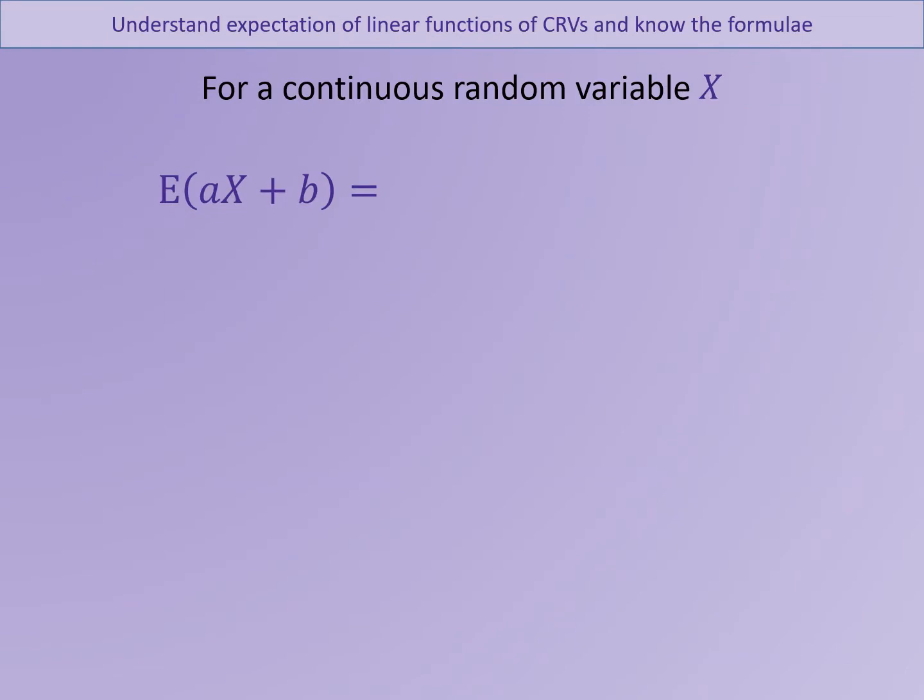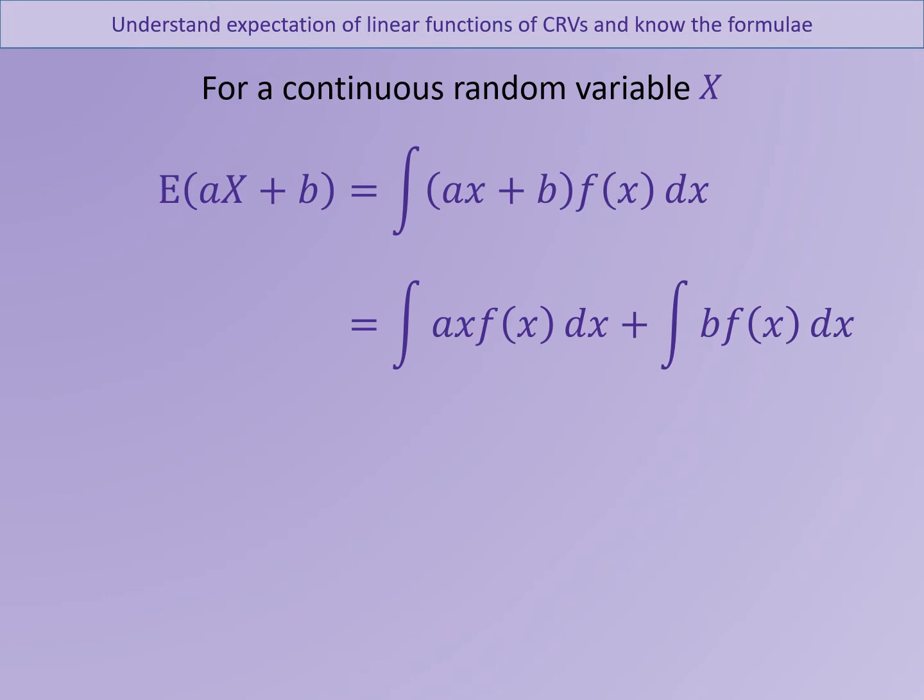We're now going to consider, for a continuous random variable x, what the expected value would be of ax plus b, where a and b are constants. So we're going to do this by calculating the expected value of ax plus b, which is ax plus b multiplied by the probability density function and then integrated. This can be split up in the way that integrals are usually split up. So we have the ax part here and the b part here.